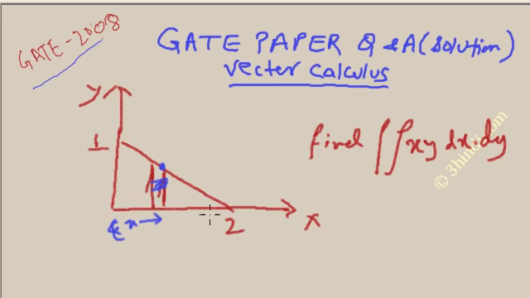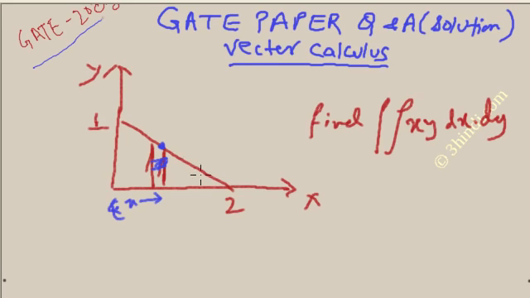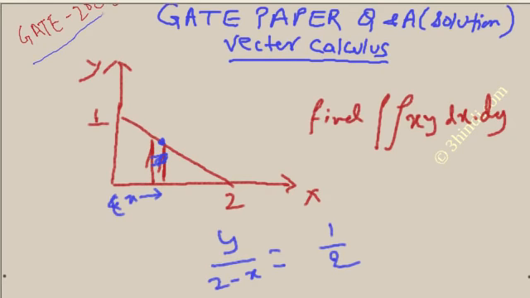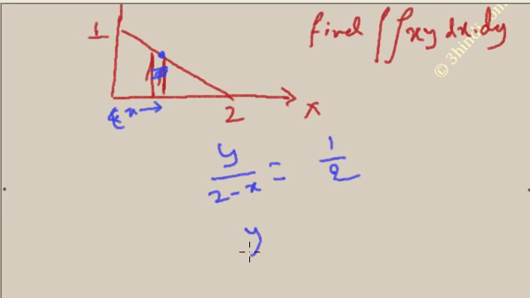So if you are required to find out this point in terms of x, how can you find this? See the slope. If the height is y, then y divided by 2 minus x is equal to 1 by 2, because this is 1, this is 2, 1 by 2 is the same slope, having y divided by 2 minus x. So you can write y is equal to 2 minus x by 2.